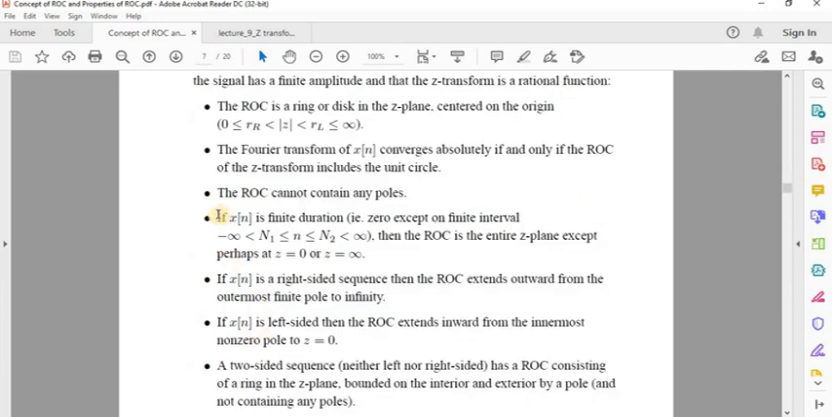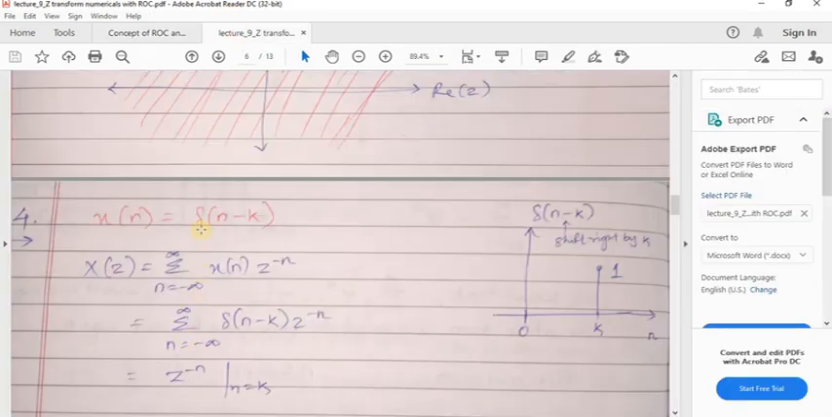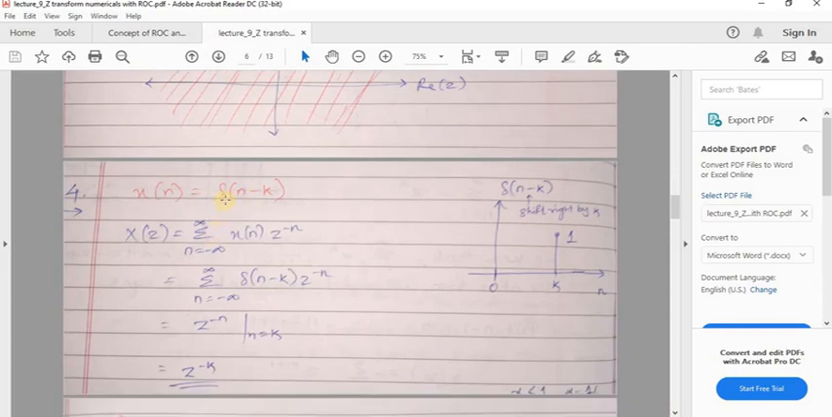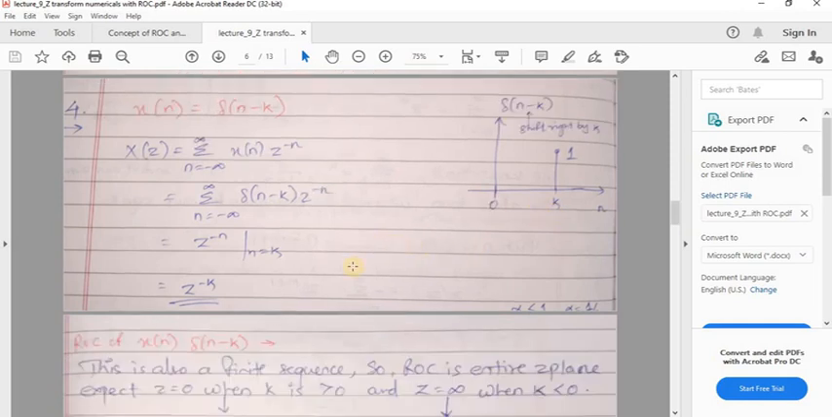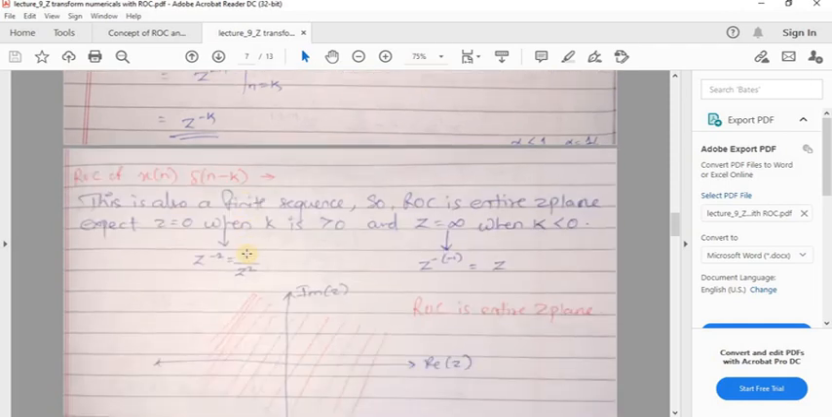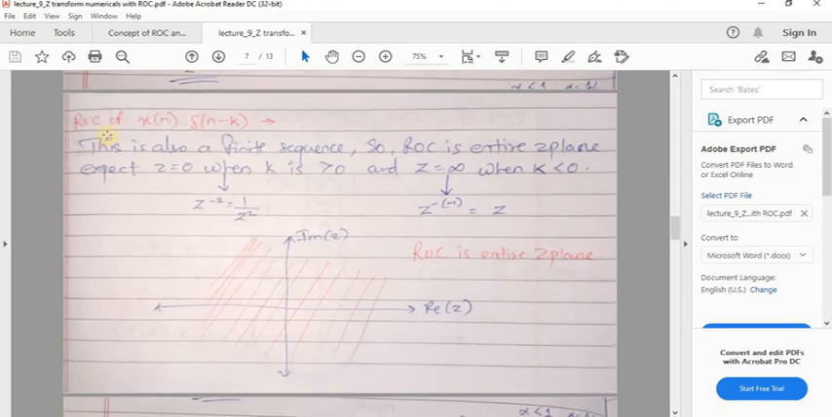There are two finite sequences: a simple finite sequence and one with delay. This is the property. This property is for this problem because in this problem delta is with a time shift of minus k. So the delta function will be available only for k. So to find out the region of convergence of this, it is also the entire z plane. There is a small difference. This is also a finite sequence, so the ROC is the entire z plane.